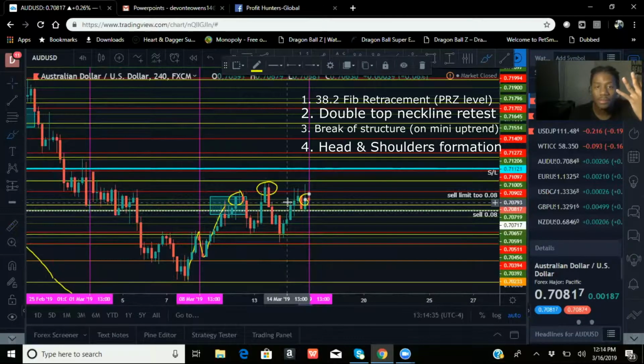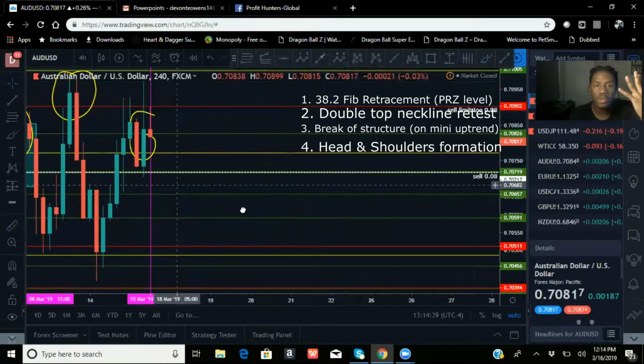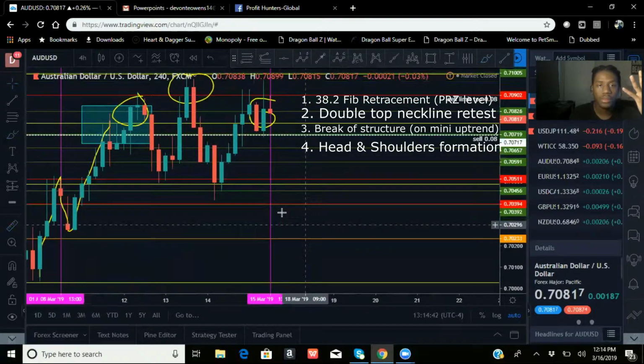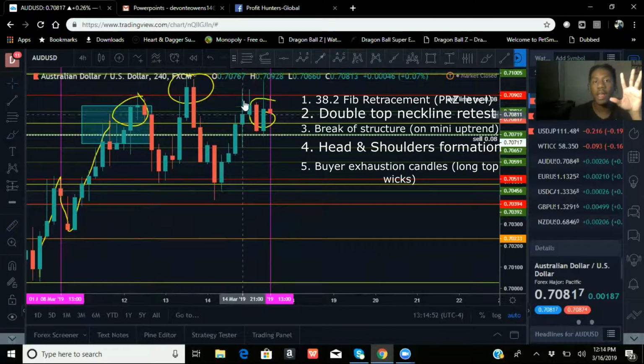Number 5. We got to zoom in a little bit more for that one. Number 5 reason why AU is going to drop to the floor next week. Look at all these long wicks at the top. Look at all these indecision candles. 5, buyer exhaustion. Buyer exhaustion, aka long top wicks.